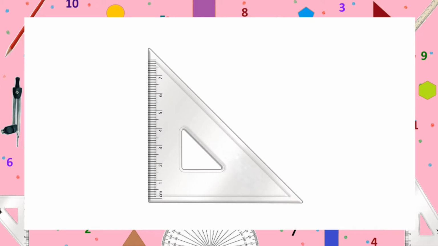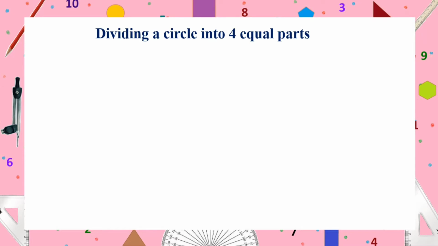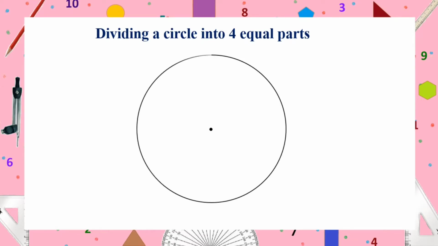So first, let's draw a circle. To draw a circle, we need a center point. So mark a point in your notebook, then place the pointed end of the compass at this point and draw a circle. And now we have to divide this circle into 4 equal parts.